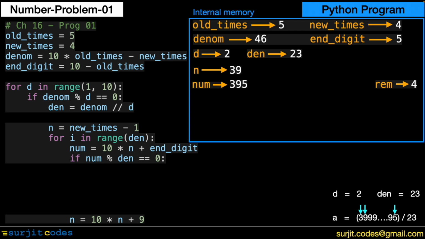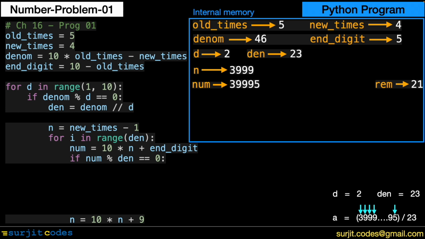Even this is not divisible by 23. For 395 divided by 23, remainder is 4. We attach another 9 to n and num becomes 3995. Even this number is not divisible by 23. When 39995 is divided by 23, the remainder is 21.